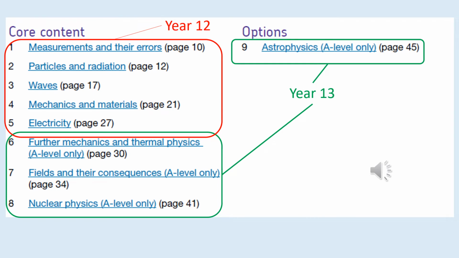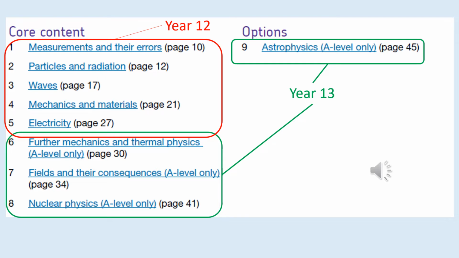I've listed what the contents are for AQA's curriculum for A-Level Physics. So you see that there are 8 core topics that are explored by everybody who does A-Level Physics, and then there is an option topic, and there's a variety of options that can be chosen. At Holcombe we chose astrophysics.